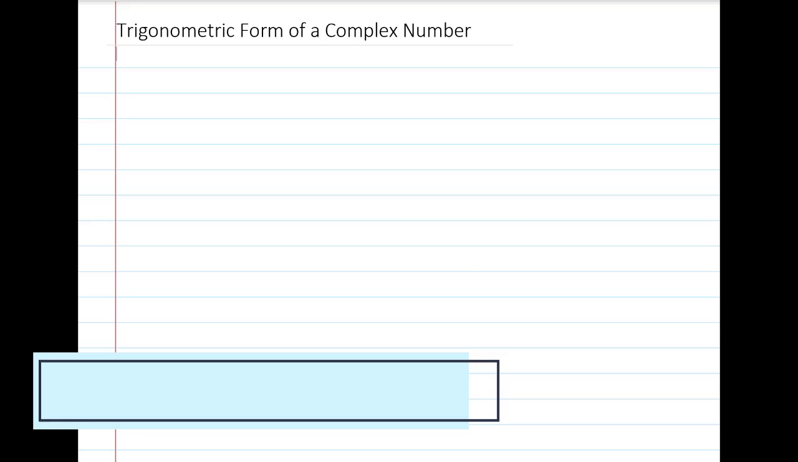Alright guys, in this section we're going to be discussing trigonometric form of a complex number. And in your algebra course, you have learned to add, subtract, multiply, and divide complex numbers algebraically. But to work effectively with powers and roots of complex numbers, it is going to be helpful to write complex numbers in trigonometric form, as we'll see in this section.